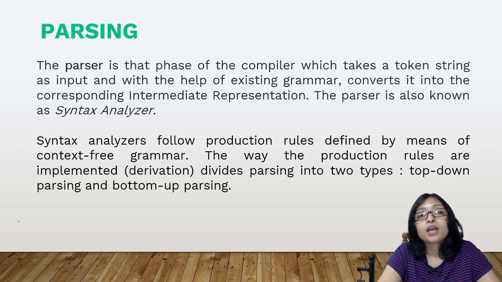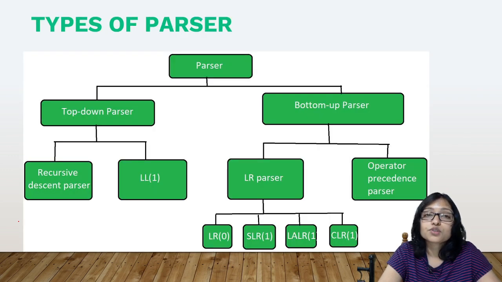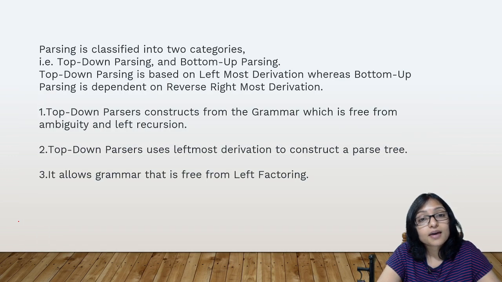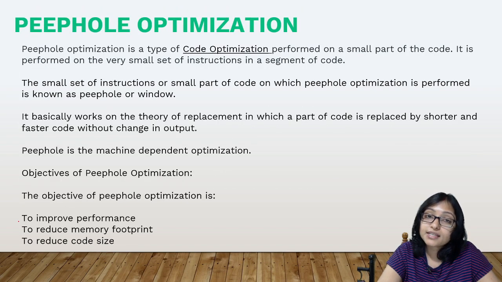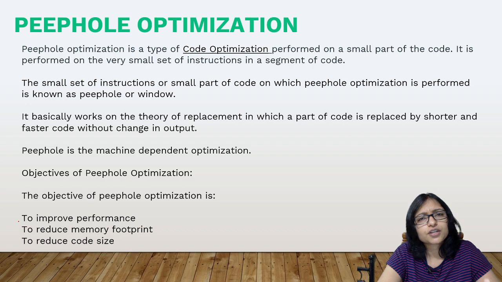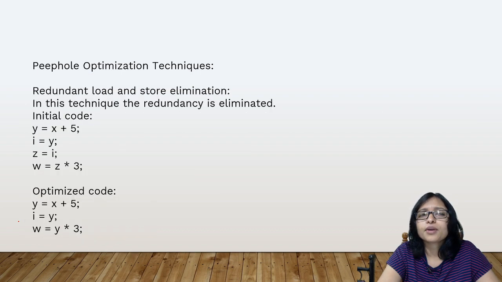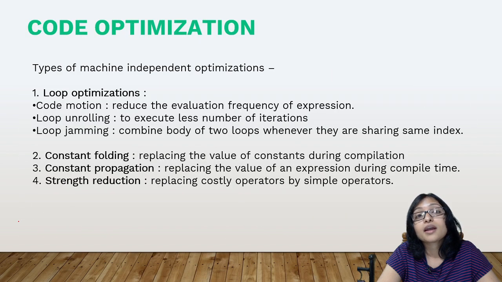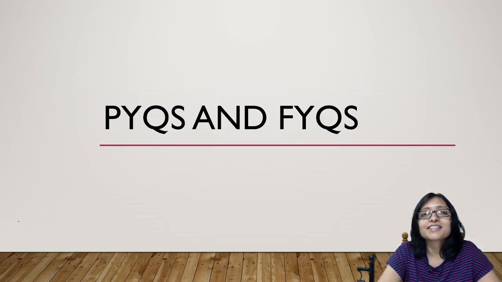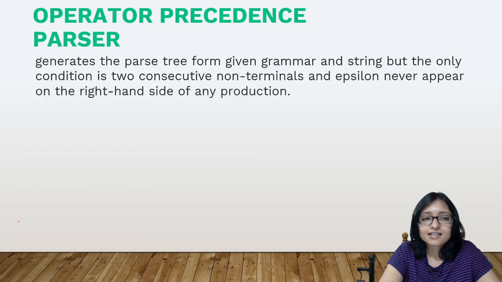Error handling, parsing, different types of parser, and what is the comparison between the parsers. And after that there is optimization, peephole optimization, from which questions come repetitively, that we are also going to discuss. Strength reduction of operator, and finally previous year's questions and future questions, that is the expected questions. So why are we waiting, let's start the class.